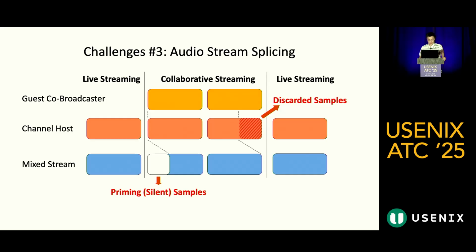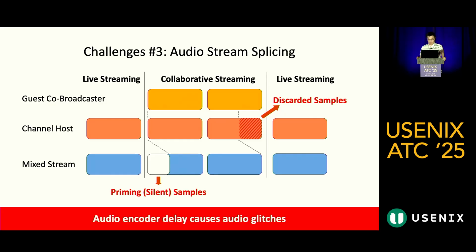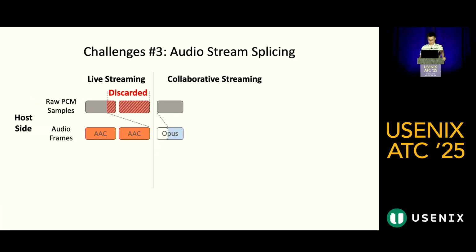Corresponding to that, there will also be the same number of tail audio samples that are not yet included in the output audio frames at the end of collaborative streaming. That causes loss of valid audio signals. The audio glitches induced by audio encoder delay may be more complex in a practical setup, especially when different codecs may be adopted for live and collaborative streaming.